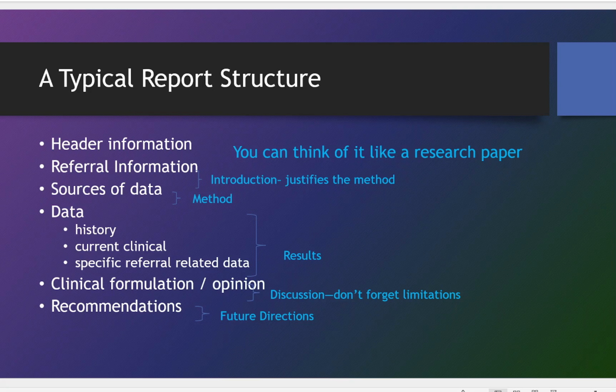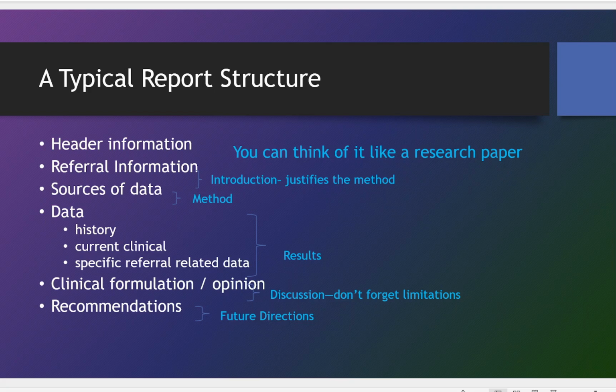Next, we move into the sources of data. So here we're going to list all the sources, and then we're going to dive into each source with their own paragraph. This might include, again, information from the clinical interview, collateral interviews, testing data, past records, etc. And you can think of all of these as our results section. And then next, we need to give our clinical formulation and opinion based on the legal question at hand. So think about this as the discussion section.